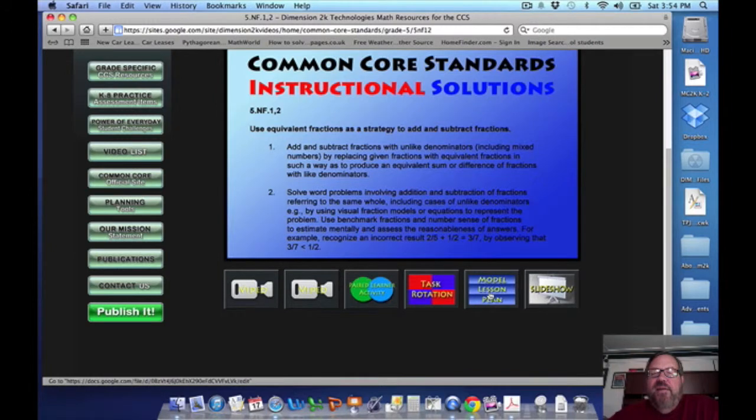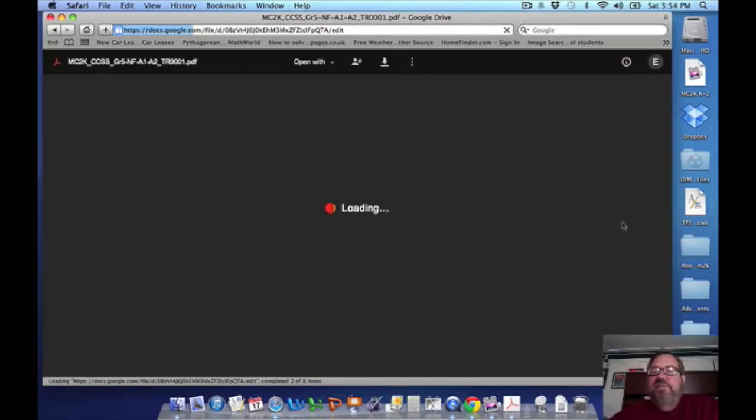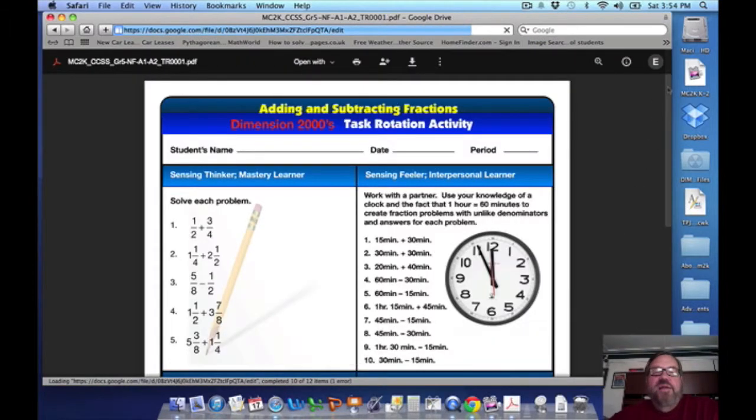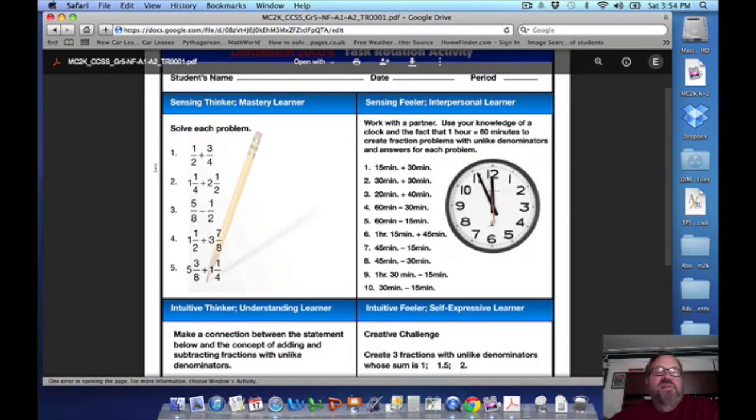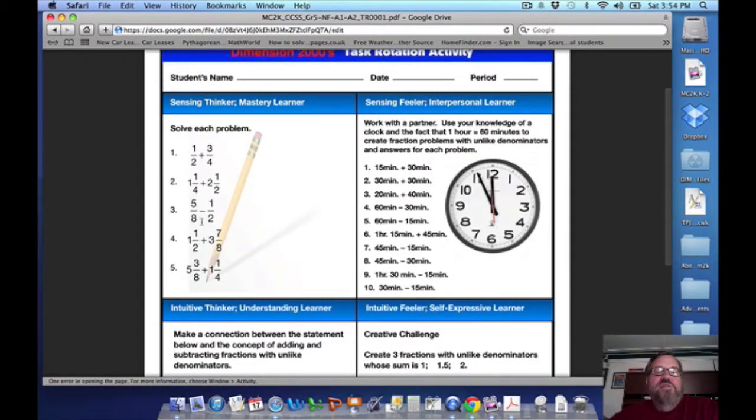One, we have a lesson plan that's going to have essential questions, a hook, and a note for a hands-on activity you can do, and some other things. And then we have a task rotation activity, and I'll show you the task rotation activity is going to provide 4 tasks that look at the math through different learning styles. So here's the straightforward for the mastery learner. Here's for the interpersonal learner.